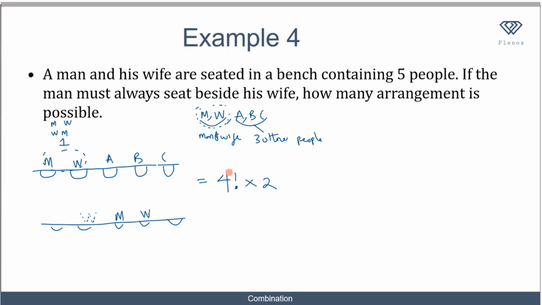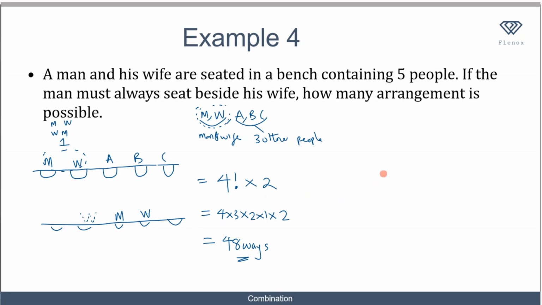Times 2. So this 4 factorial represents taking it together as 1. So we have 1, 2, 3, 4, and while these 2 represents the number of ways in which they can now sit down within themselves, the man first, woman second, or woman first and man second. And when we simplify this, 4 factorial gives us 4 times 3 times 2 times 1, then times 2, and this gives us what? 48 ways. So there are 48 ways in which this arrangement is possible.